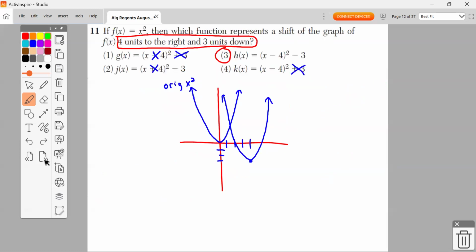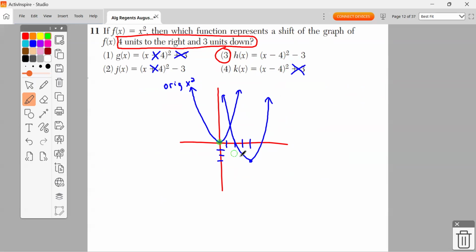In question number 11, if f of x equals x squared, then which function represents a shift? A shift is a translation. 4 to the right and 3 down. Well, choice 3 is the correct answer. If you subtract 4 just from the x, that goes right 4. If you subtract 3 from the whole thing, that goes down 3.